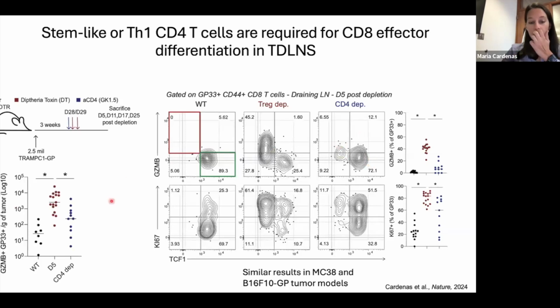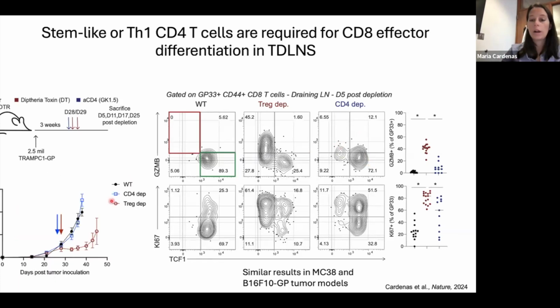And that translates to a lot fewer effectors migrating to the tumor, and it translates to not having that good anti-tumor response that we saw before. This is very, very similar, we did this in 3 or 4 different models, and in all the models, conventional CD4 help was required to induce effector differentiation within the draining lymph node of CD8 T cells.